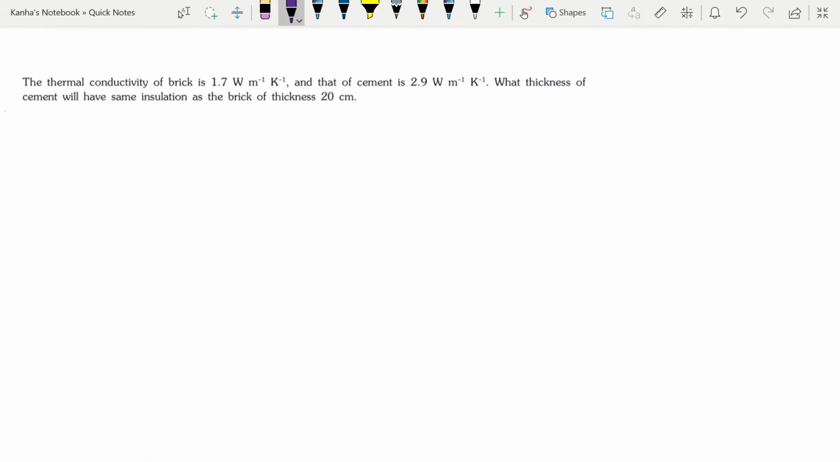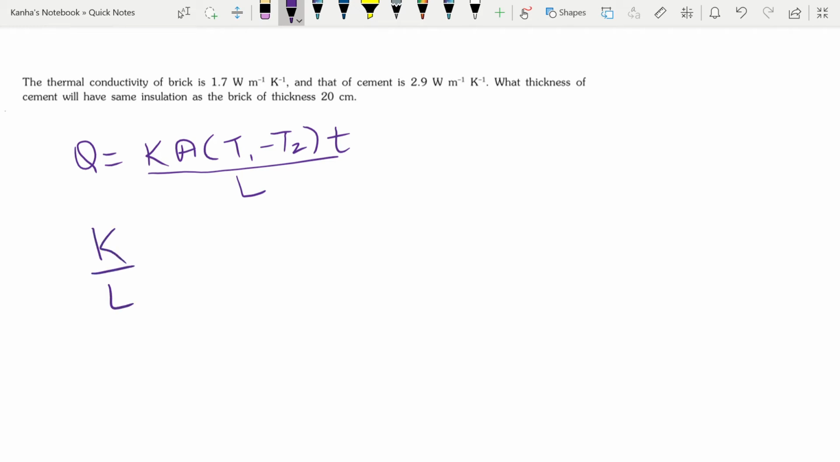Let's look at another question. The thermal conductivity of brick is 1.7 and that of cement is 2.9. What thickness of cement will have the same insulation as the brick of thickness 20 centimeter? So how do I do this? First of all, since Q is equal to K A (T1 minus T2) t divided by L, then for the same insulation by the brick and cement, we note that Q, A, T1 minus T2 and t do not change. Thus K by L remains constant.